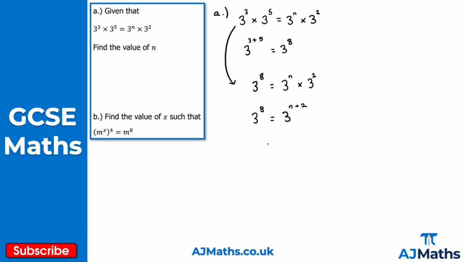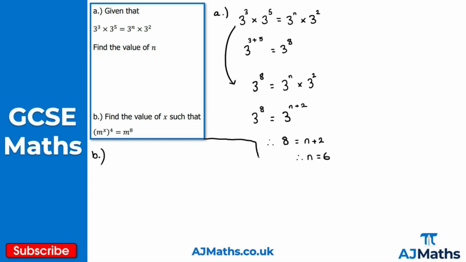So in that case, 8 is equal to n plus 2. If we solve this equation by subtracting 2 off both sides, we get that n equals 6. That should seem quite obvious when we reflect back on the question. 3 to the power of 6 times 3 to the power of 2, 6 plus 2 would give you 8 as well. When you look back at it, it seems quite obvious, but that's the way that we deconstruct that question. That's part A done. Let's take a look now at part B.